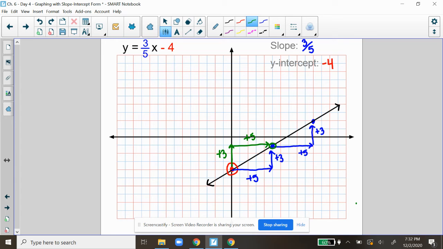You just need to make sure that the 3 in this situation refers to your vertical change, meaning going up and down on y, and 5 refers to your horizontal change going sideways left to right on x.